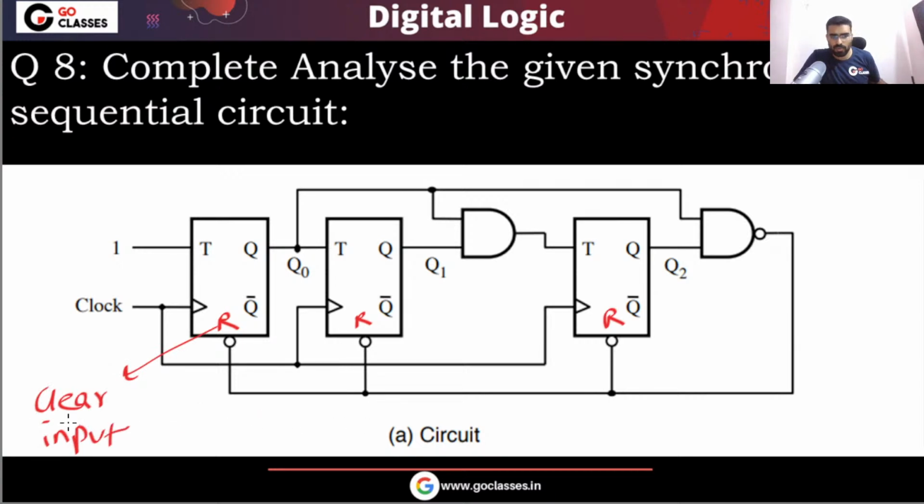This is your clear input. So what is the modulus of this counter? Can anyone tell me? Did you try this question? I gave you this question as a homework. These are the clear inputs. You can note this. Anyway, let me give you the analysis.